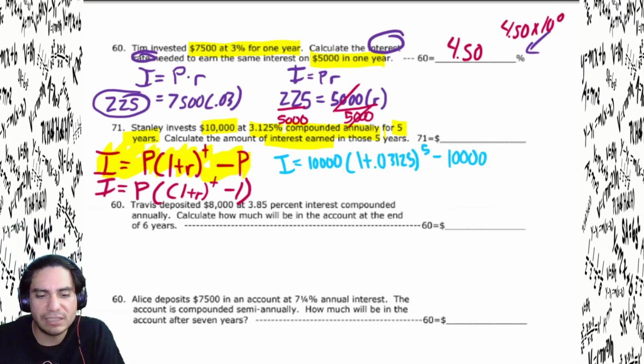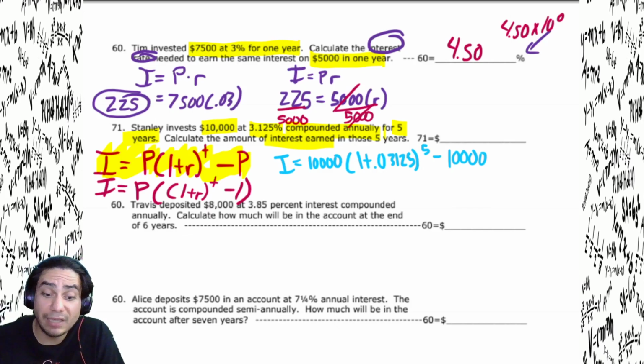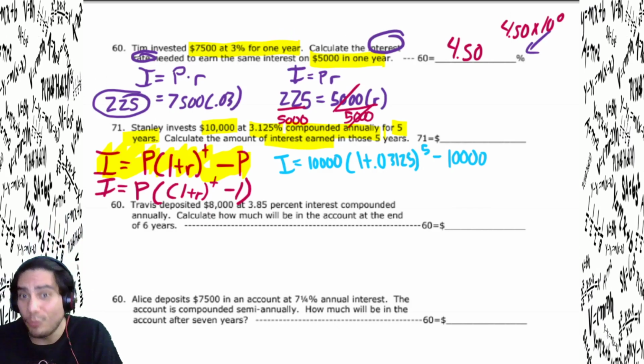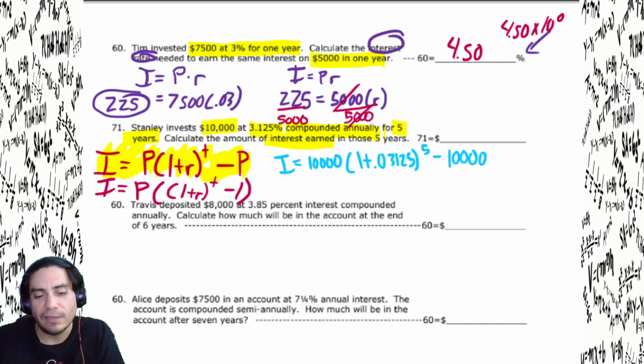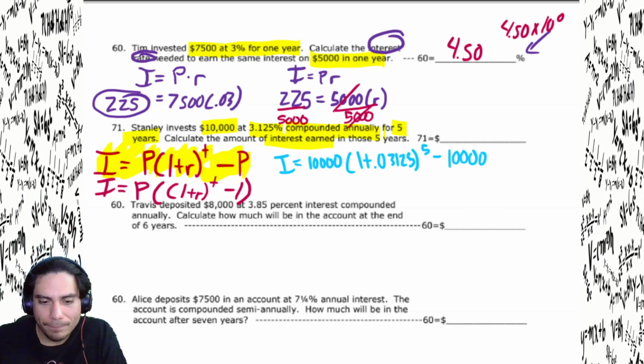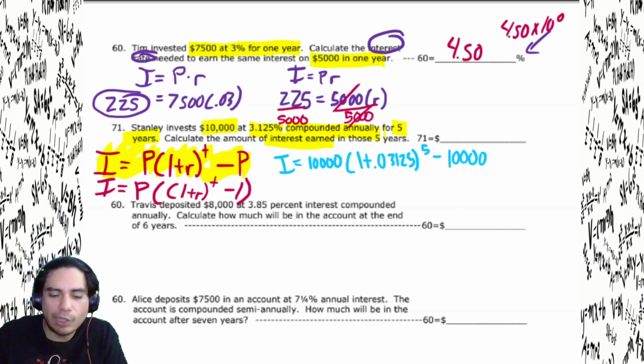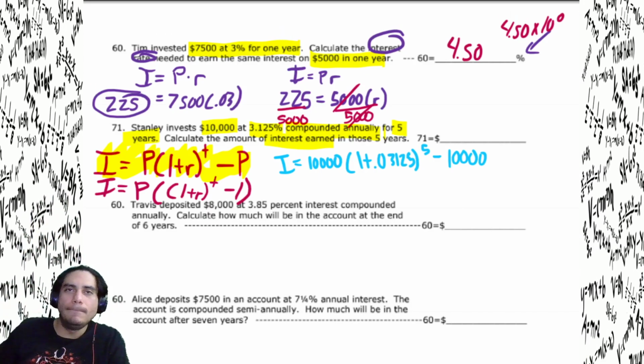So we got that P. 1 plus my interest rate here is 0.03125. We're going to raise it to the 5th power. And at the end, we're going to subtract 10,000. That's going to give us our interest earned. So 10,000, we start with that. 1.03125. If you want, you don't have to hit that plus sign. Raise it to the 5th power. Hit multiply. 10,000. Take away that. And we got that money.